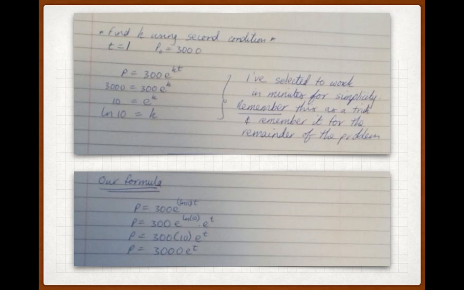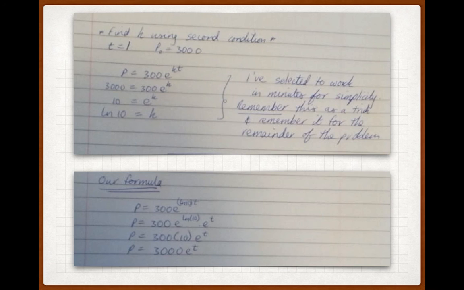P is equal to 300 e to the kt. T is 1. The population should have a subscript of 1 there. There's a misprint. And when you rearrange it, you get k is equal to natural log of 10. So what I then need to do is plug that back into my formula.